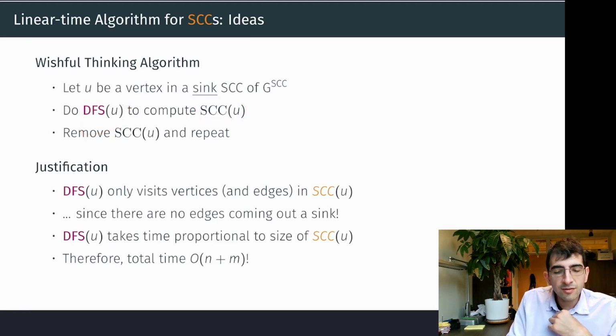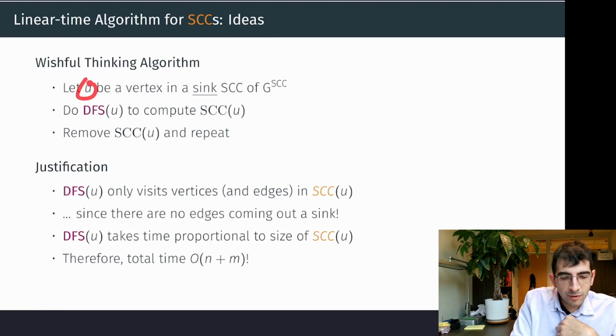And we don't have to do the DFS on the reverse graph because we already know U is in the sink. And because we know U is in the sink, we know all the vertices that DFS on U visits are part of its strongly connected component. And then we could remove this strongly connected component U from the metagraph and from the actual graph, and rinse and repeat.